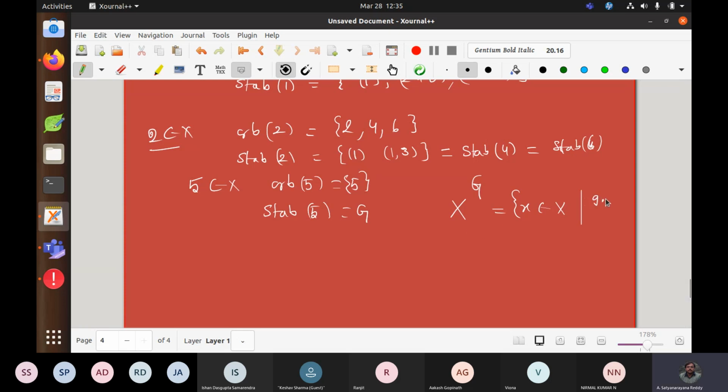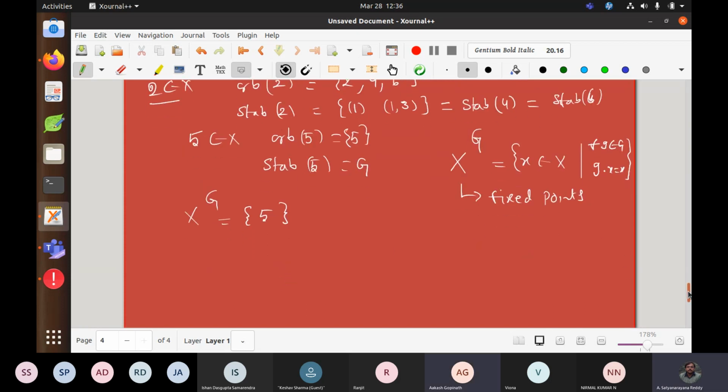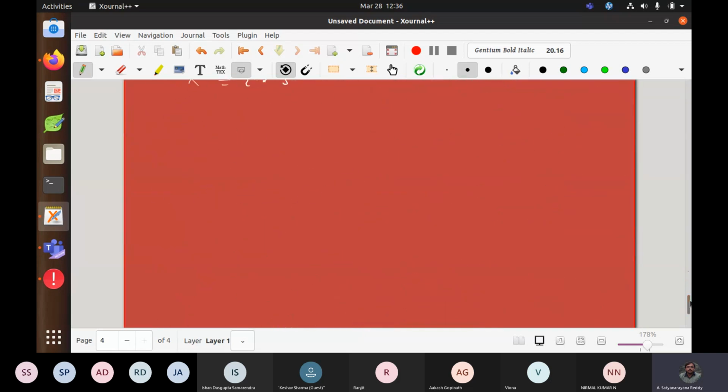So for every g in G, what is that? g dot x equal to x. These are all fixed points. These are called fixed points. I hope you understand. So in this example, Xg is only singleton 5. Sometimes, depending upon the group, Xg is larger also. Are you okay? Any questions? Okay, good.